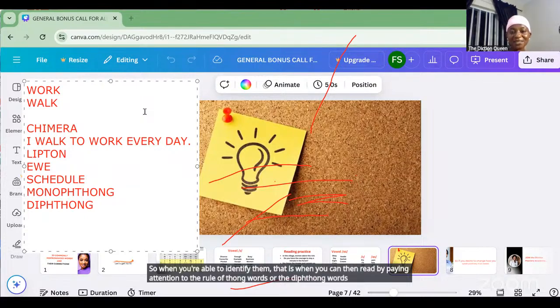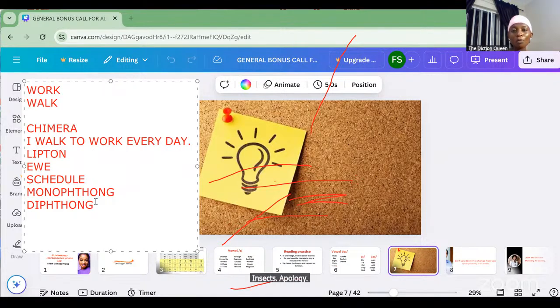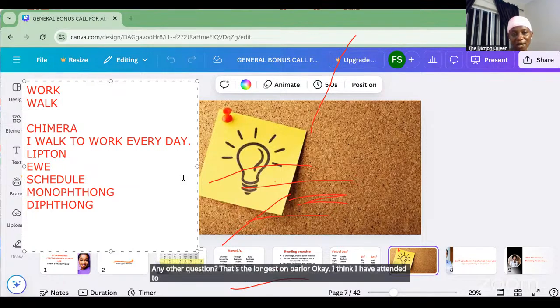Okay. Insects, insects. Apology, apology, insect. Shop, catering, shop, catering. Any other question? Parlor, that's a long one. Parlor. Okay, I think I have attended to all the questions right now. If you have more questions, you can send them.